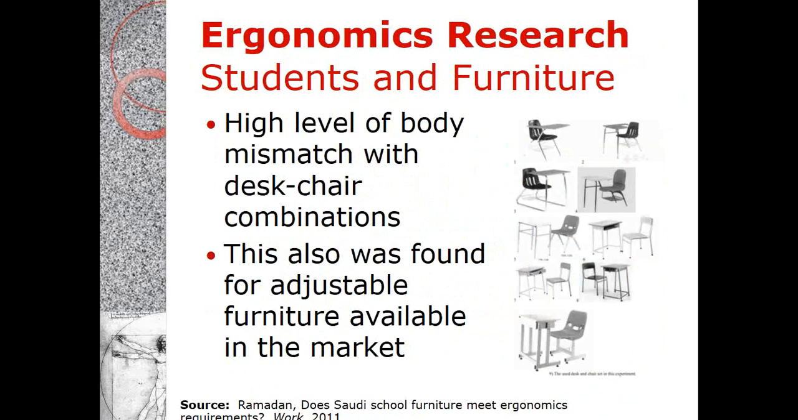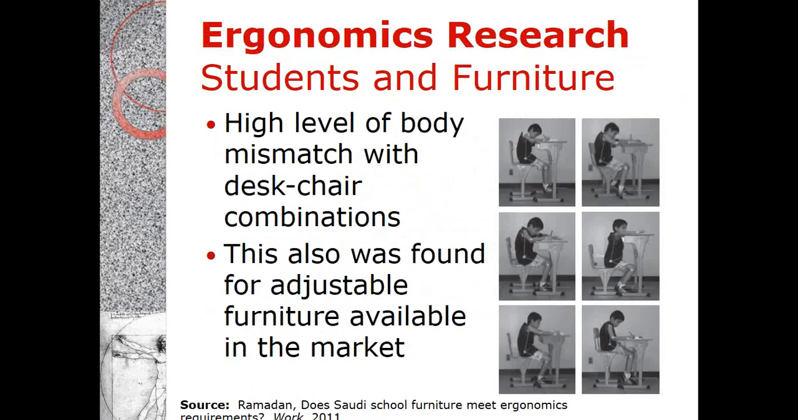Another study looked a little more quantitatively at a number of different types of desk and chair combinations. You can see there's a variety of designs this study looked at that were commercially available, some with adjustability features as exist in the furniture market. More quantitative research was done in this study that looked at a variety of postures of the back, shoulders, and arms, and found a large mismatch between students of various sizes and how they were sitting in this different kind of furniture. This is an example of some of the work that was done for this particular research.